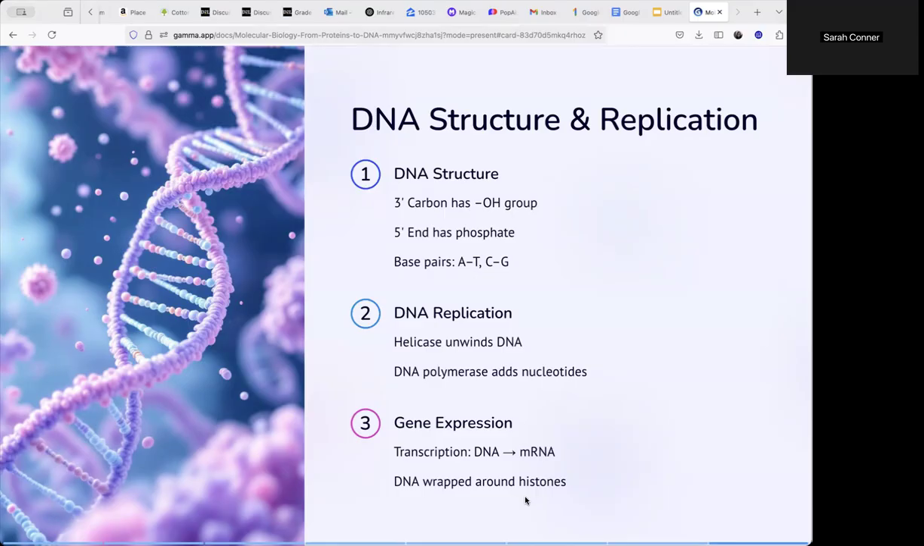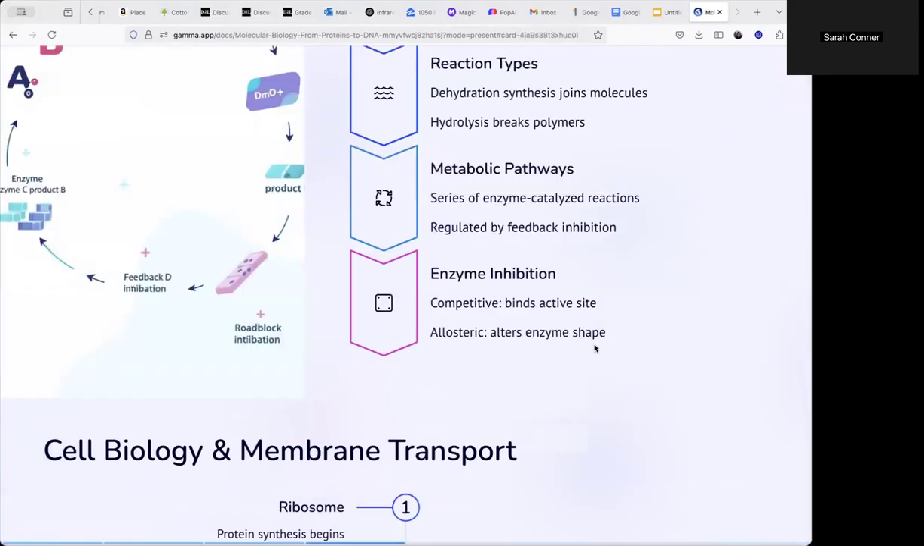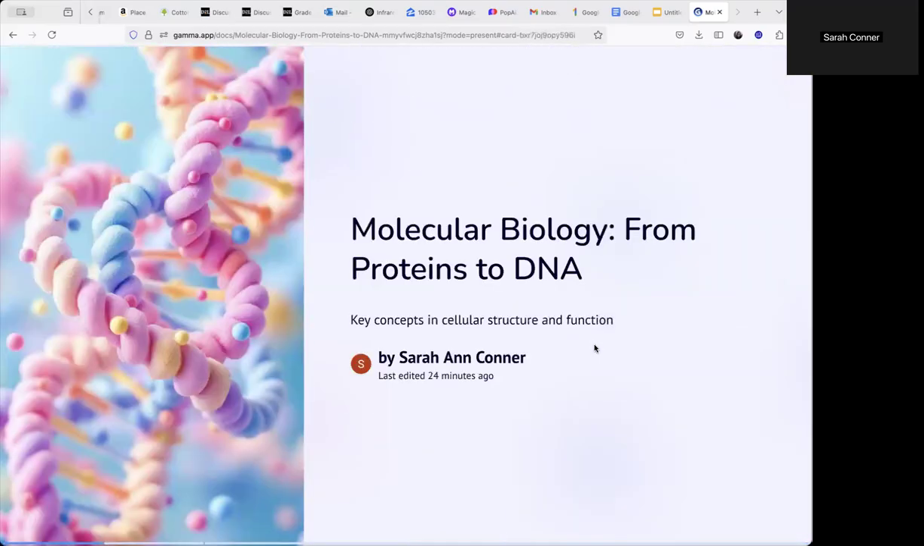DNA replication happens when the helicase is unwinding and DNA is now available for our DNA polymerase to go in and add nucleotides in order to replicate that. And then remember that gene expression comes from transcription, not necessarily of actual nucleotides, but it goes from DNA to mRNA. And then DNA is actually wrapped around histones. So for the rest of this, those are the basic pieces for the test.